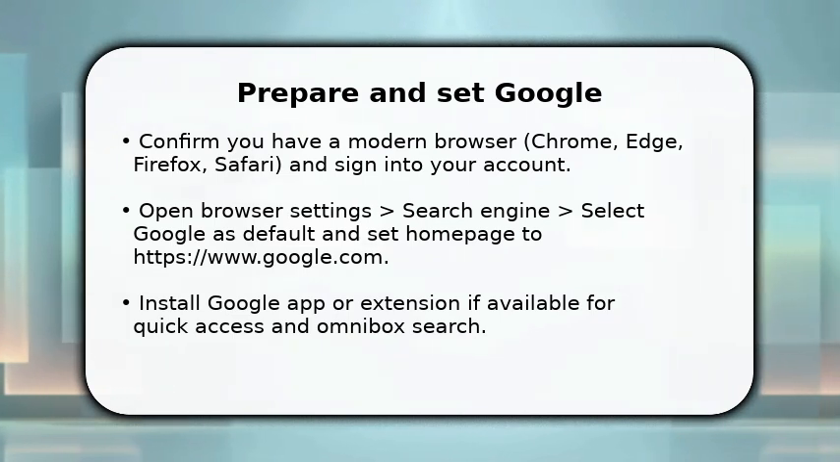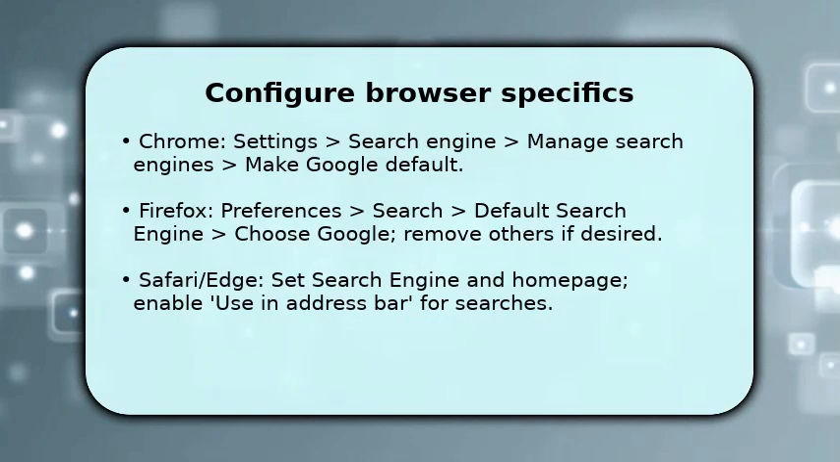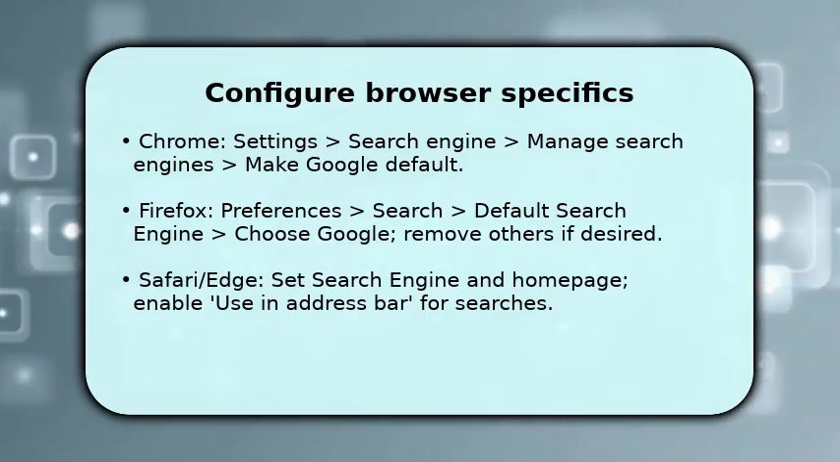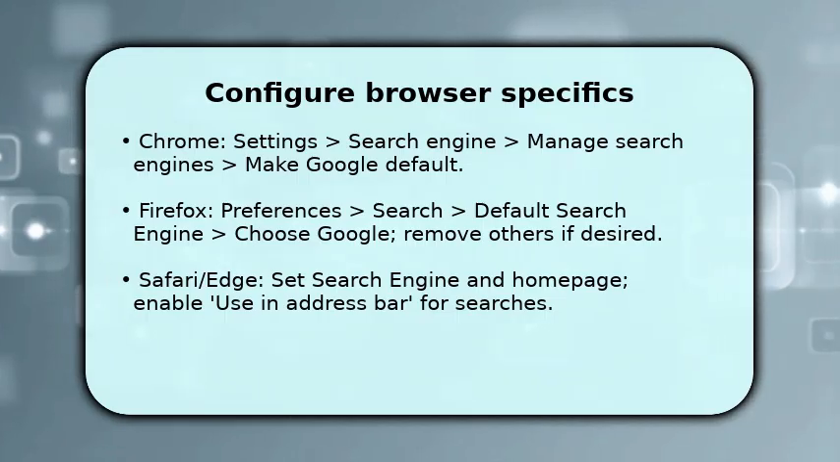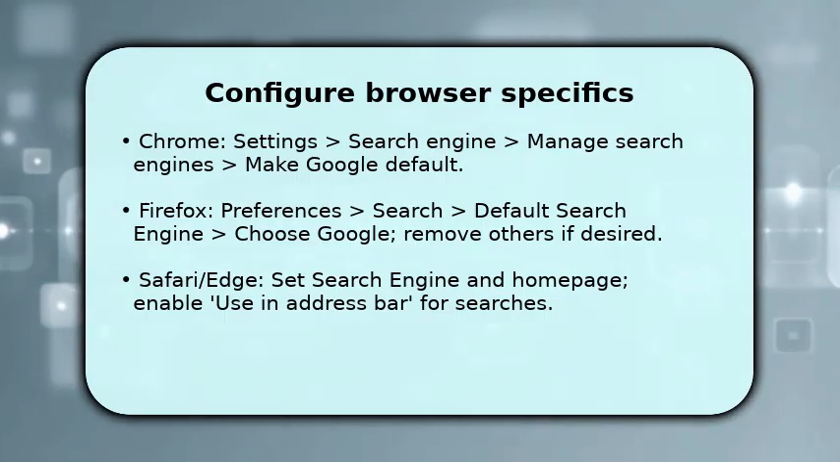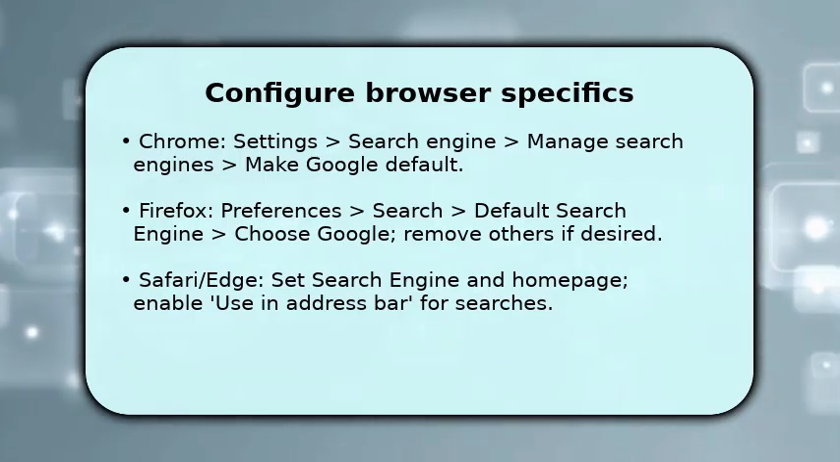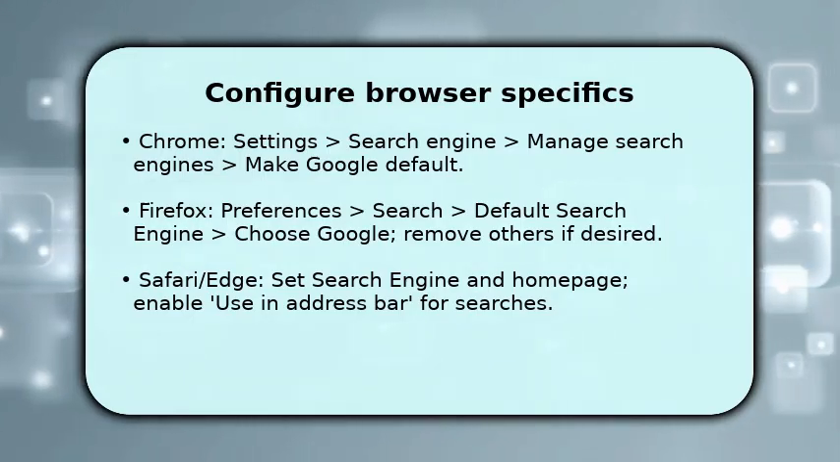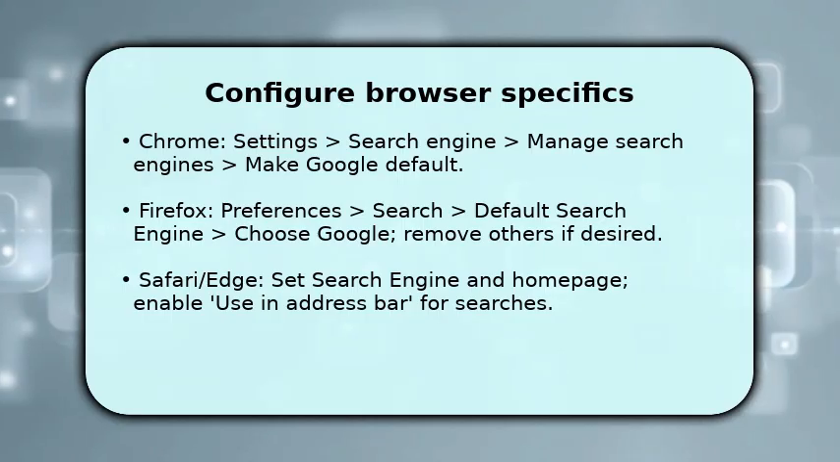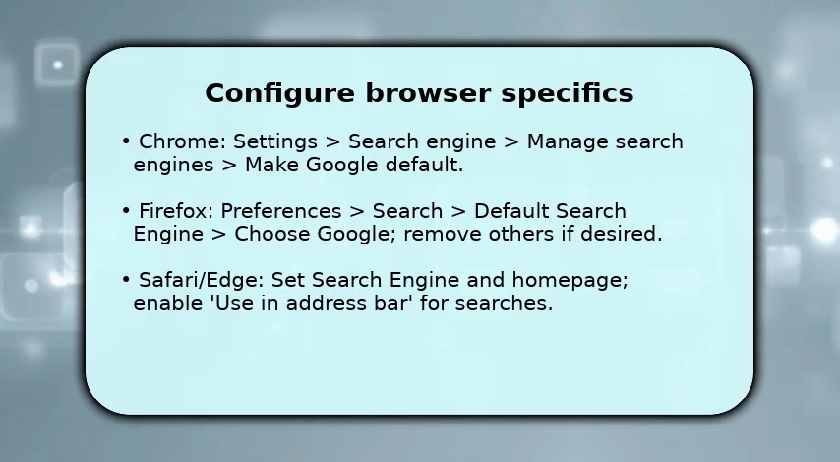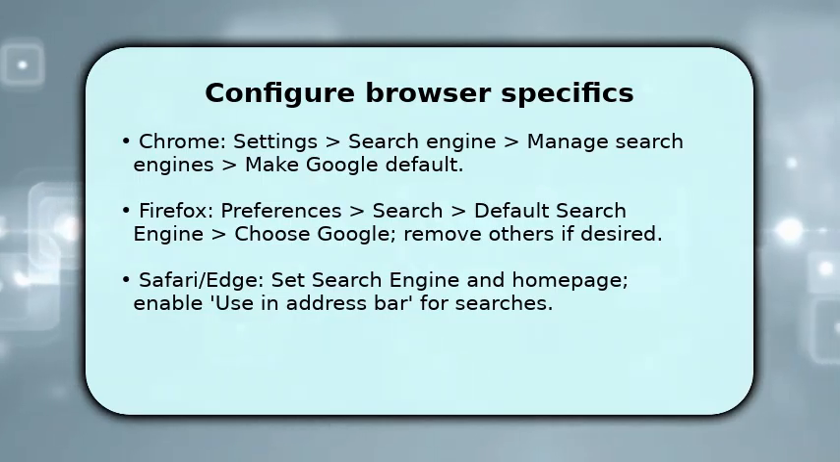Now you handle the middle steps that differ by browser. In Chrome, go to Settings, Search Engine, then Manage Search Engines and make Google default so address bar queries always use it. In Firefox, open Preferences, Search, pick Google as the default and remove or reorder alternatives to avoid accidental switches. For Safari or Edge, set Google as the search engine and confirm address bar or smart search uses it.